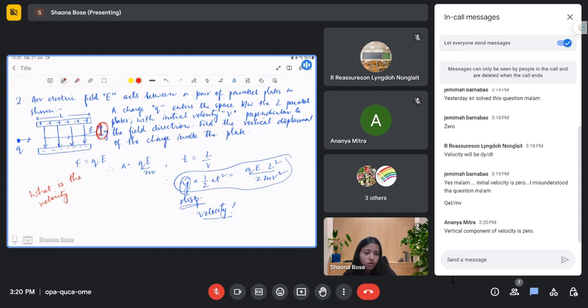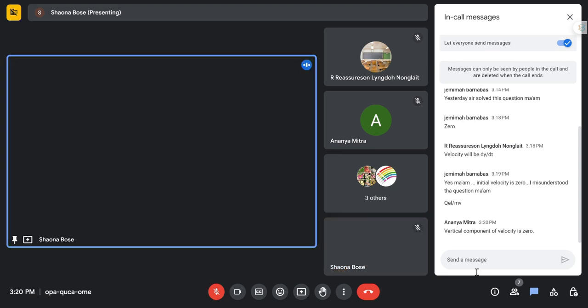Somebody said the vertical component of the velocity is zero. No, this will not be zero. At this point, at the marked point, I'm talking about this part. So here you see the velocity is acceleration into time. So what is the acceleration, and what is the time? The acceleration is force by mass, so QE by M, and time is L by V.